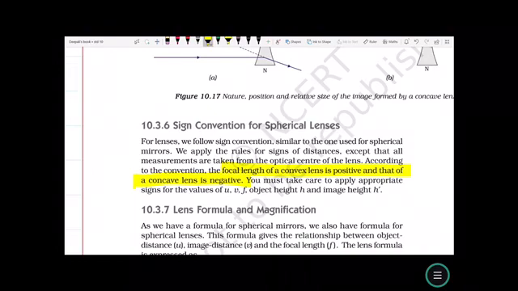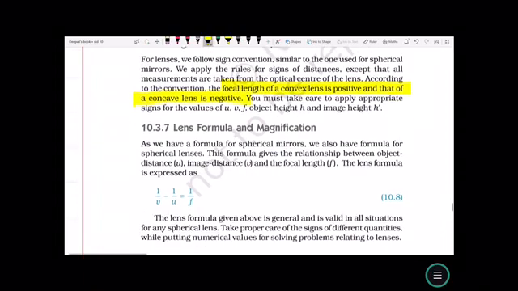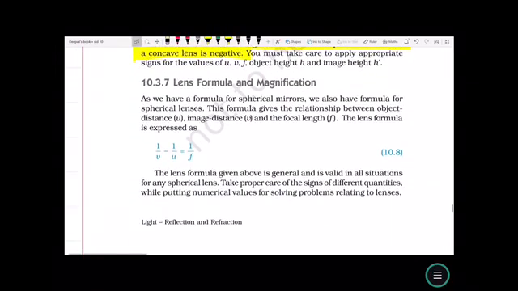You must take care to apply appropriate signs for the value of u, v, f, object height h and image height h prime, that we have already studied in the concave and convex mirrors. Now, lens formula and magnification.